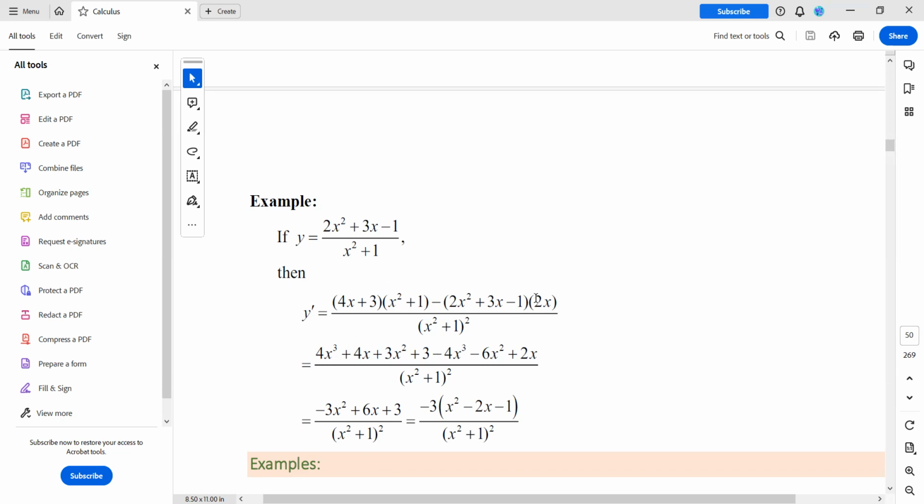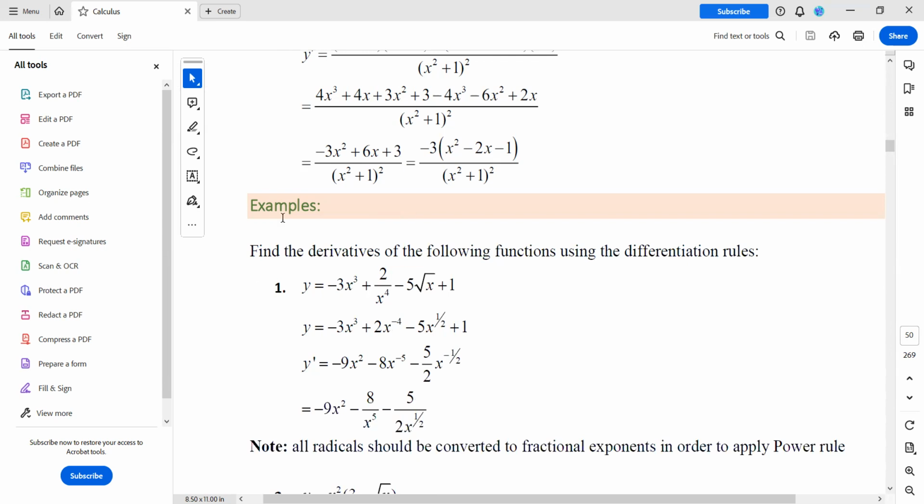You open up the brackets. So you have 4x cubed plus 4x plus 3x plus 3 minus 4x cubed minus 6x squared plus 2x over x squared plus 1 squared. So you do what? You're going to have minus 3x squared plus 6x plus 3 over open bracket x squared plus 1 squared.